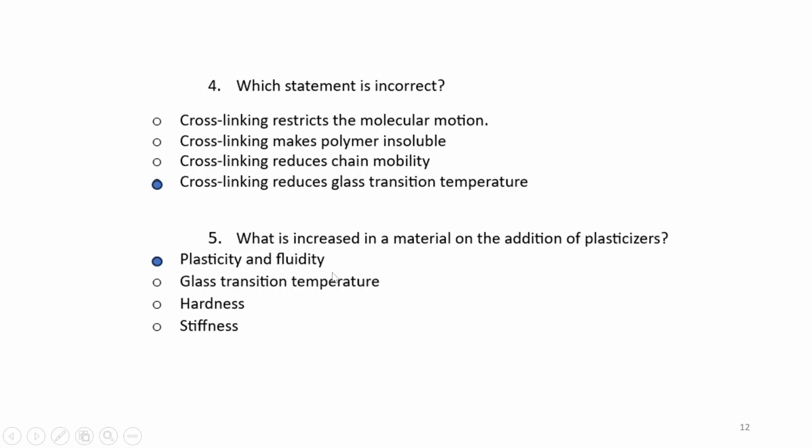Next question is, what is increased in a material on the addition of plasticizers? Your options are plasticity and fluidity, glass transition temperature, hardness and stiffness. So the correct answer here will be plasticity and fluidity. Plasticizers are added in polymers to increase toughness and plasticity of the material. So with addition, your plasticity and fluidity will increase, hardness and stiffness will reduce, and glass transition temperature will also reduce. Because if this temperature is reducing, then your material will be plastic in a higher range of temperature.